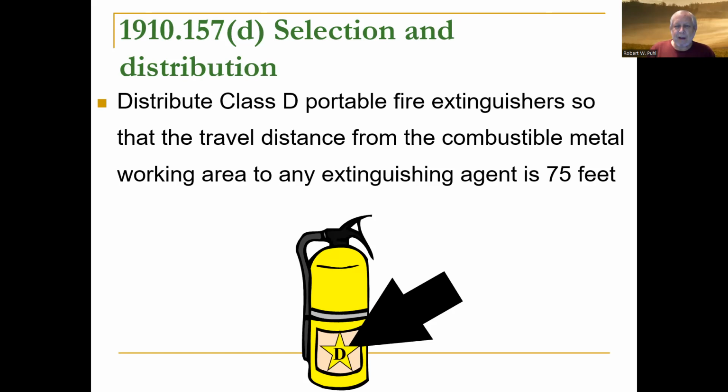Distribute Class D portable fire extinguishers so that the travel distance from the combustible metal working area to any extinguishing agent is 75 feet. Now, if you've been in one of the classrooms at Carl Albert, we were talking about hot work and 35-foot requirements, and that the classroom was just about 35 foot from the long sidewall to sidewall. In other words, the long distance of the classroom was maybe 38 feet, something like that. I forget. It was about 35 feet. So this is going to be a little bit more than twice that. So it's really not that far.